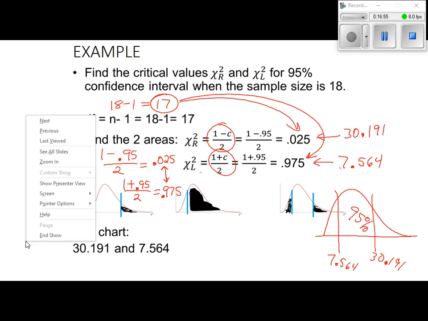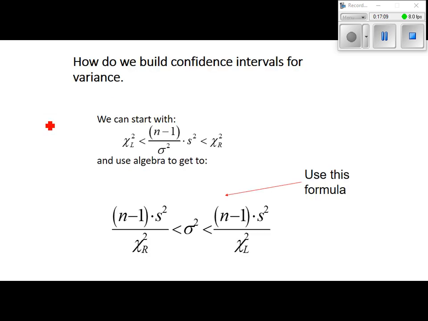So you have to use a chart. There's no easy way to do this. Doing these confidence intervals, I don't believe there's any way to do them on the calculator, so we have to do them out longhand. How do we build a confidence interval? We start with this. We're actually going to use this right here. This is going to be our formula. That's our confidence interval.